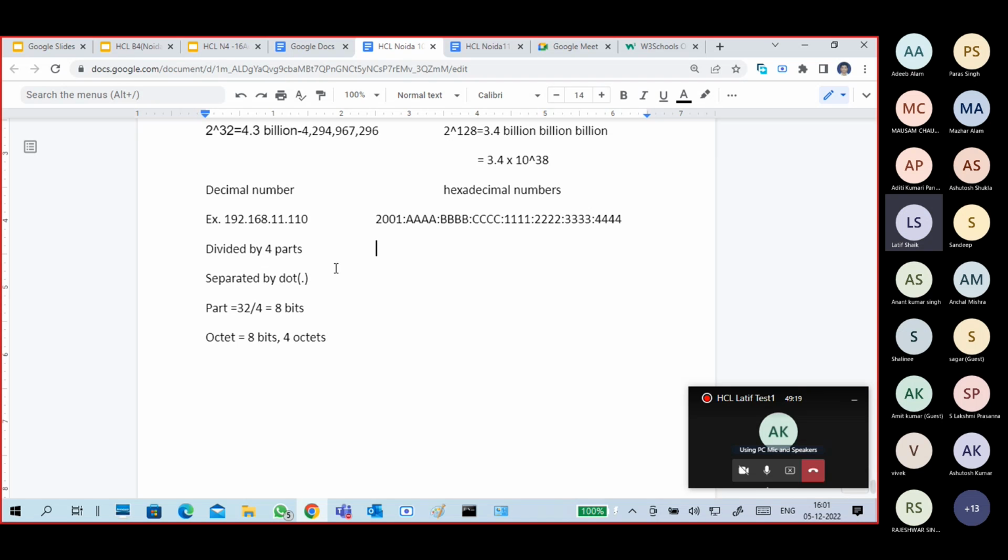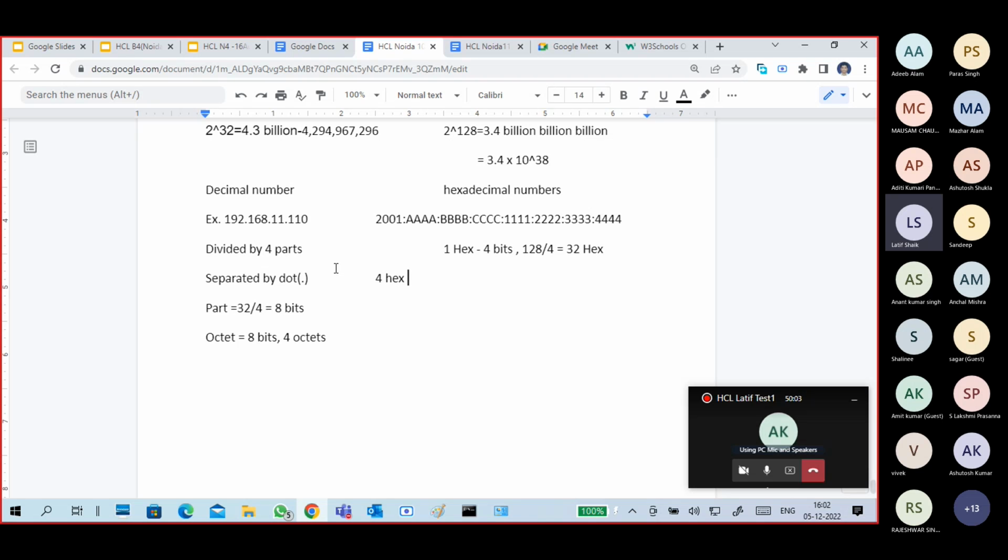Okay. So in IPv6, it is a hexadecimal number, guys. First of all, one hexa number is equal to 4 bits. So 128 divided by 4, how many? You get 32 hexa numbers. Total 32 hexa numbers are there.